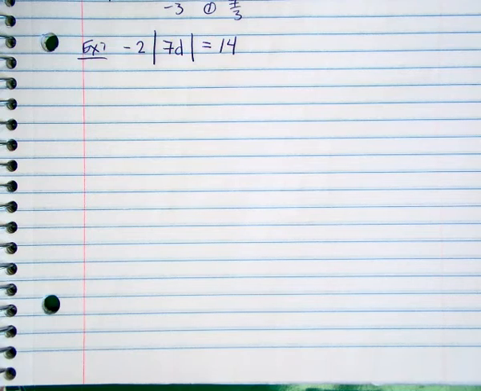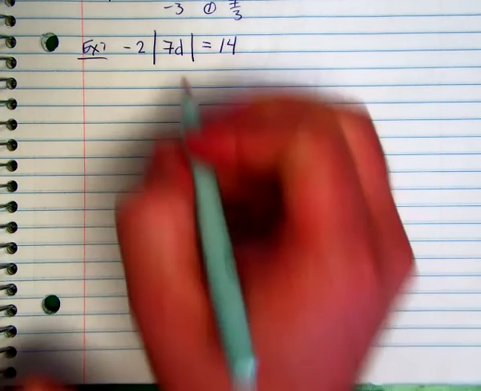Negative 2 times the absolute value of 7d equals 14. Now again, we have to take care of whatever is outside the absolute values first. So someone raise your hand and tell me, what is the first step I need to take? Rosie. I'm going to divide by negative 2.